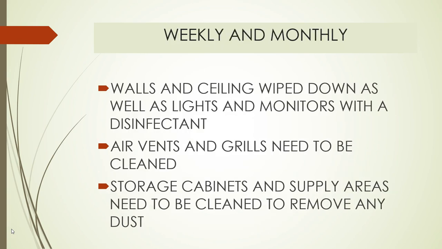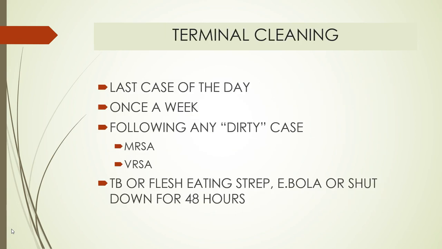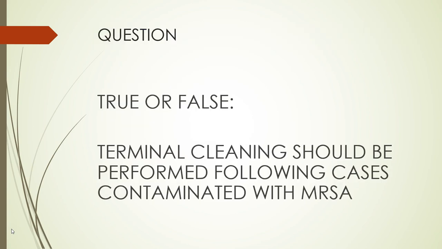It is recommended that on a weekly and monthly basis for operating room areas where procedures are done, the walls and ceilings be wiped down, as well as the lights and monitors, with disinfectants. Air vents and grills can serve as reservoirs for bacteria and should be cleaned and wiped down. Storage cabinets and supply areas should be cleaned and dust removed. Terminal cleaning is typically performed following the last case of the day. Procedure rooms should undergo terminal cleaning once a week, or following any dirty case where there's been exposure to, for example, vancomycin-resistant enterococci, vancomycin-resistant staph, or methicillin, oxacillin-resistant staph, or exposure to any significant pathogens such as tuberculosis.